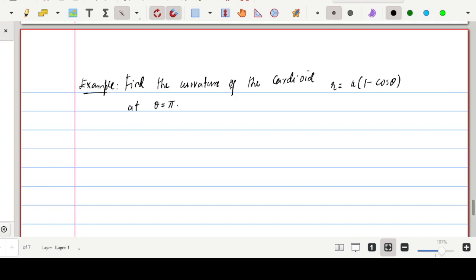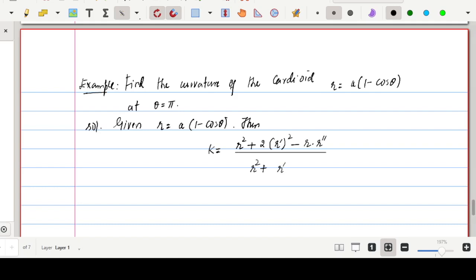इसके बाद उसका curvature compute करेंगे. So now let's take the solution. So we are given r is equal to a into 1 minus cos theta. So now we can clearly see this is an equation in the polar form. Then this curvature is defined as r square plus twice r dash square minus r into r double dash, whole divided by r square plus r dash square, whole power 3/2.